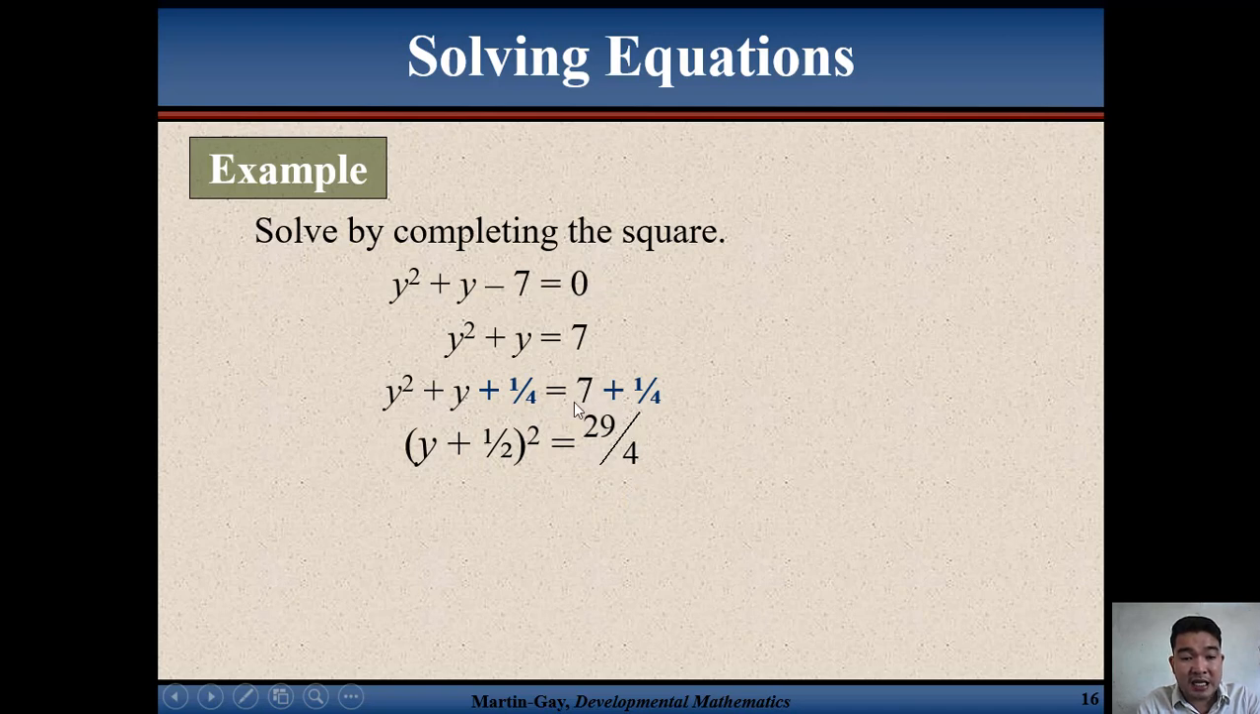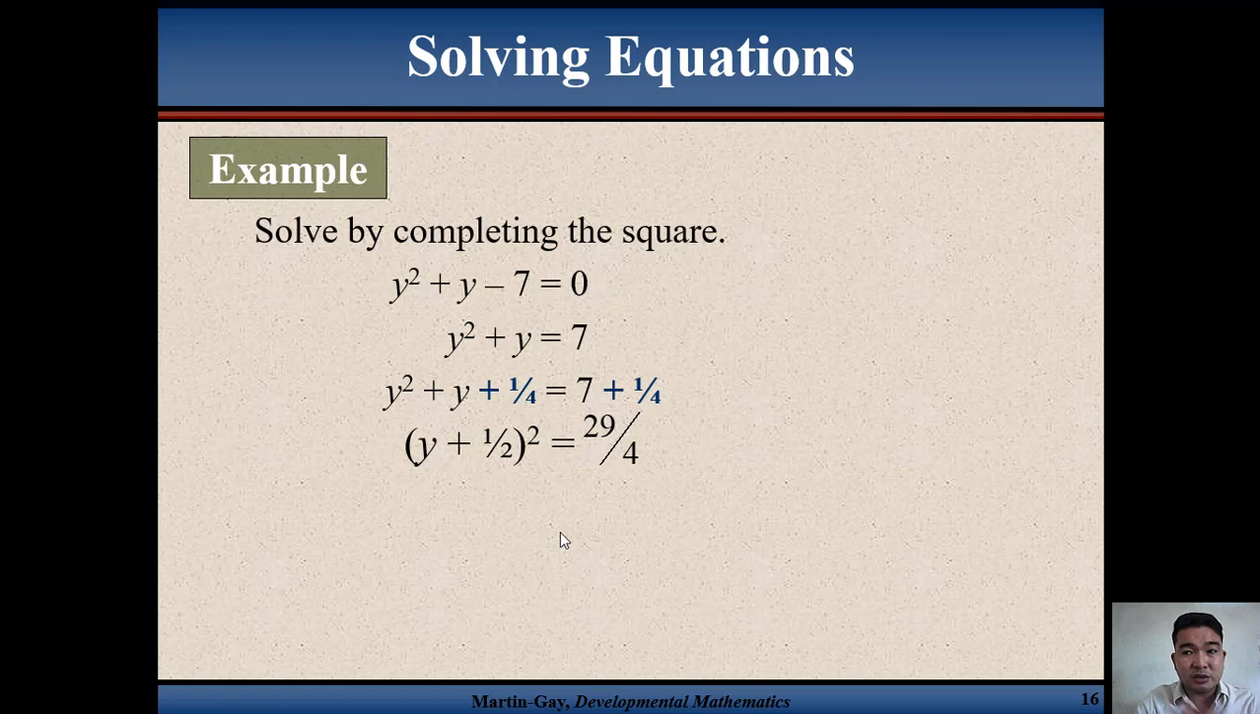So we get the LCD here. Take note that 7 is a whole number, so the denominator is 1. So you will have 4 as our least common denominator. 4 divided by 1 is equal to 4, and then 4 times 7 is 28 plus 1. So that is 29 over 4. So you already have the equation.